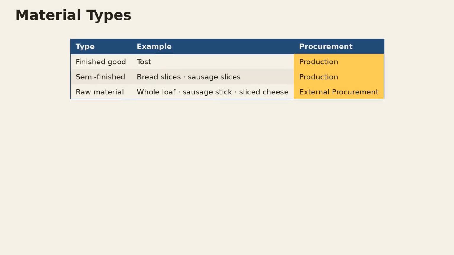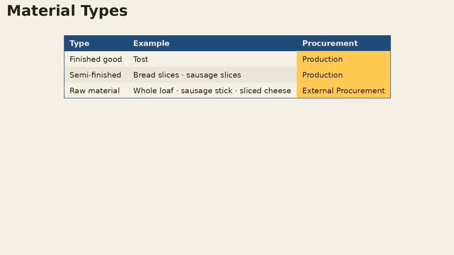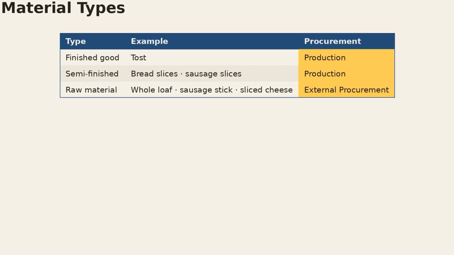Now look more closely at the materials, because they are not all of the same kind. SAP sorts them into 3 groups. The first is the finished good, what you sell. For us, the toast itself. The second is the semi-finished good, neither fully raw nor fully finished. For us, the bread slices and the sausage slices, because they too come into being in our own kitchen by cutting something. And the third is the raw material, the starting material you buy from outside just as it is. For us, the whole loaf, the sausage stick, and the sliced cheese.